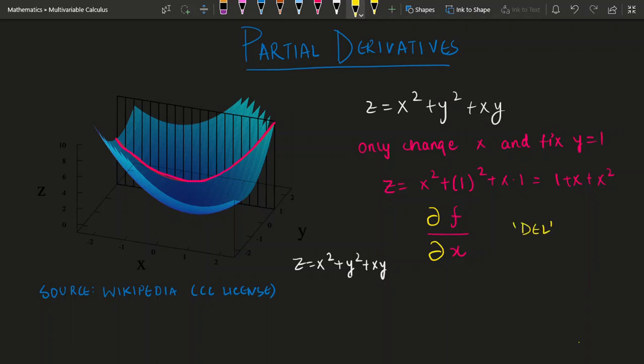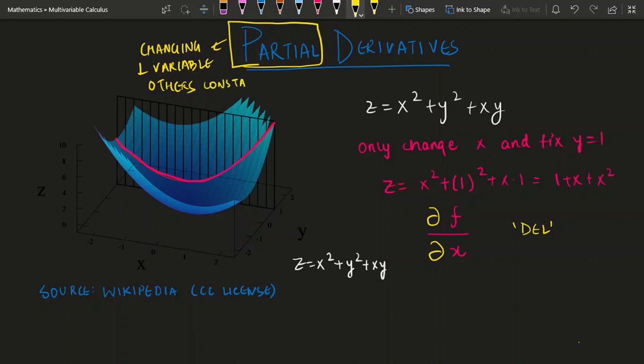So the way you will speak this expression would be del f over del x. And by partial derivatives, that's essentially what it means: you are changing one variable, and you are keeping others constant. And you can do the reverse of it. You can even change only y and keep x constant. But first, let's solve it for this case.